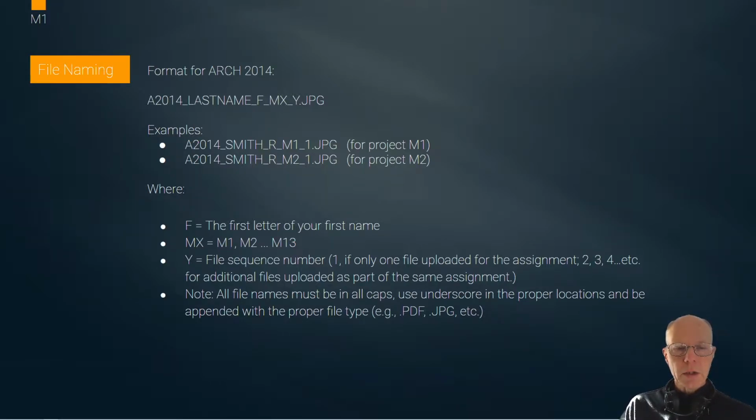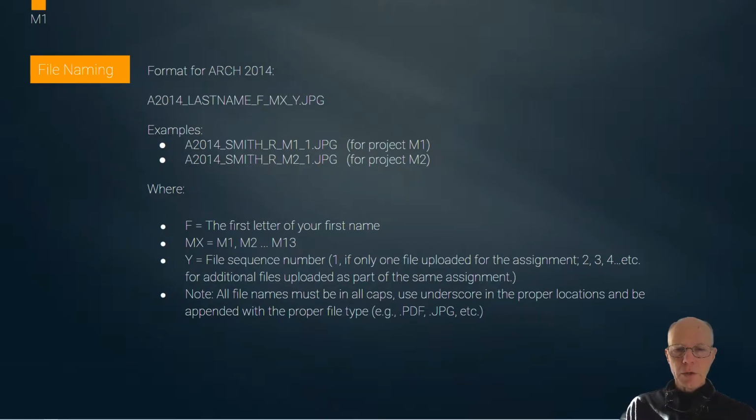So the idea is that each file that you submit should be labeled A is for ARCH 2014, which is the course, your last name, your first name, or hold on, let me see here what it says.